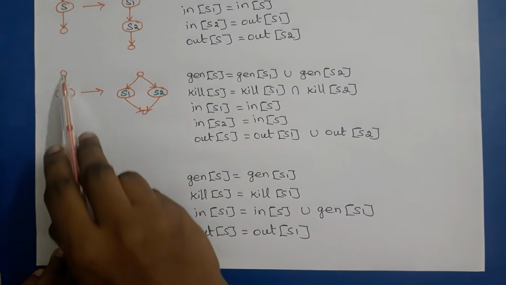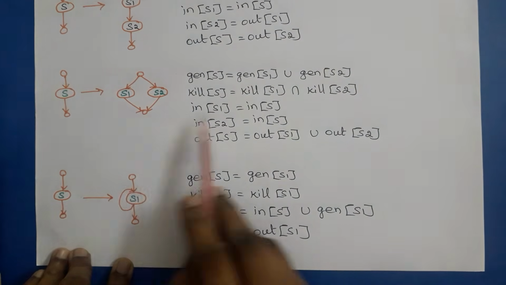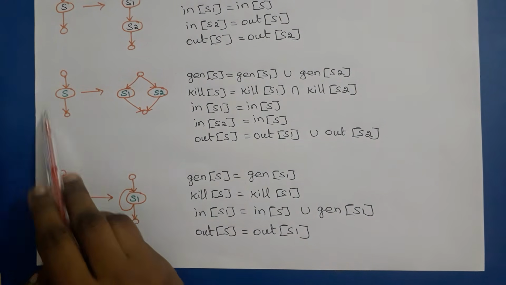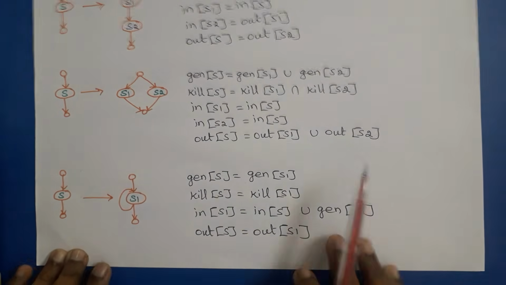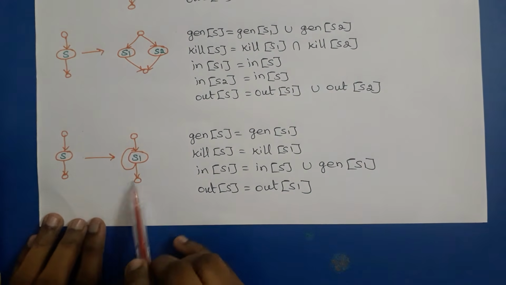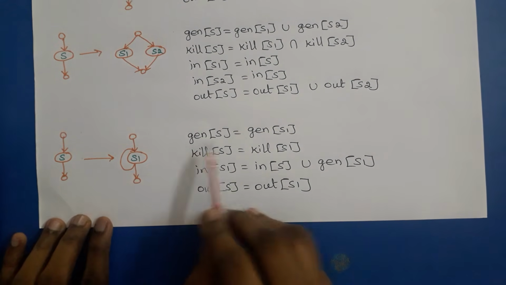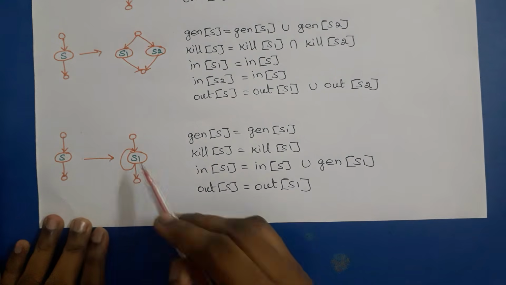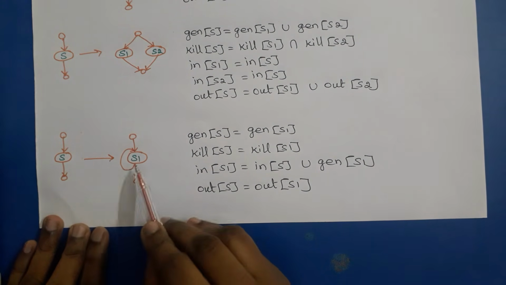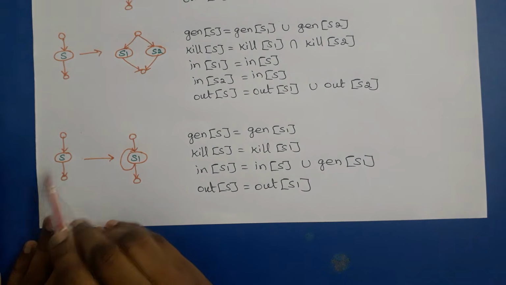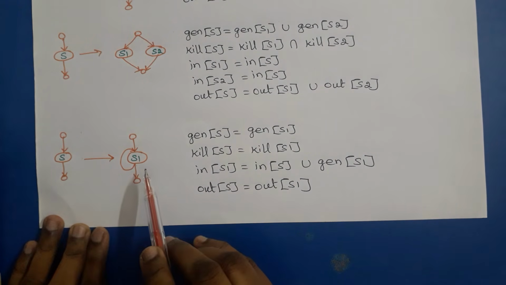Then what about in of S1? In of S1 is in of S. Then in of S2 is also in of S. And out of S is out of S1 union out of S2. Then for the while or do while loop, gen of S means gen of S1. All the information generated inside S1 is gen of S. So gen of S is equal to gen of S1. Similarly, kill of S is also kill of S1.